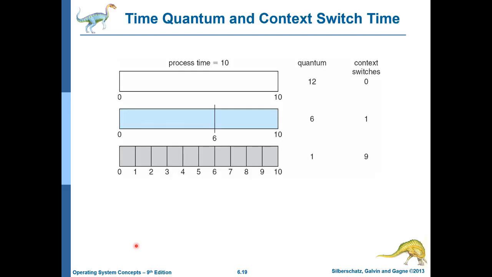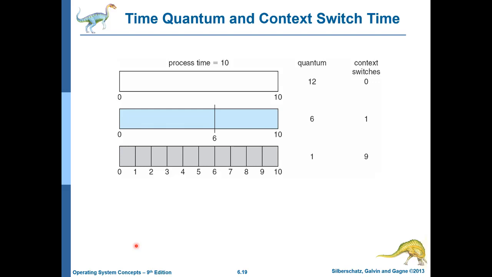So this diagram compares what will happen if we change our quantum time. In the first type we see that the quantum is 12, and let's say the burst time, the process time, is 10 units. So if the quantum is 12 time units and process time is 10, it means that the process will finish before any context switch. So there will be no context switch in the first example. If we make the quantum 6, then there will be one context switch, as you can see in the second example.